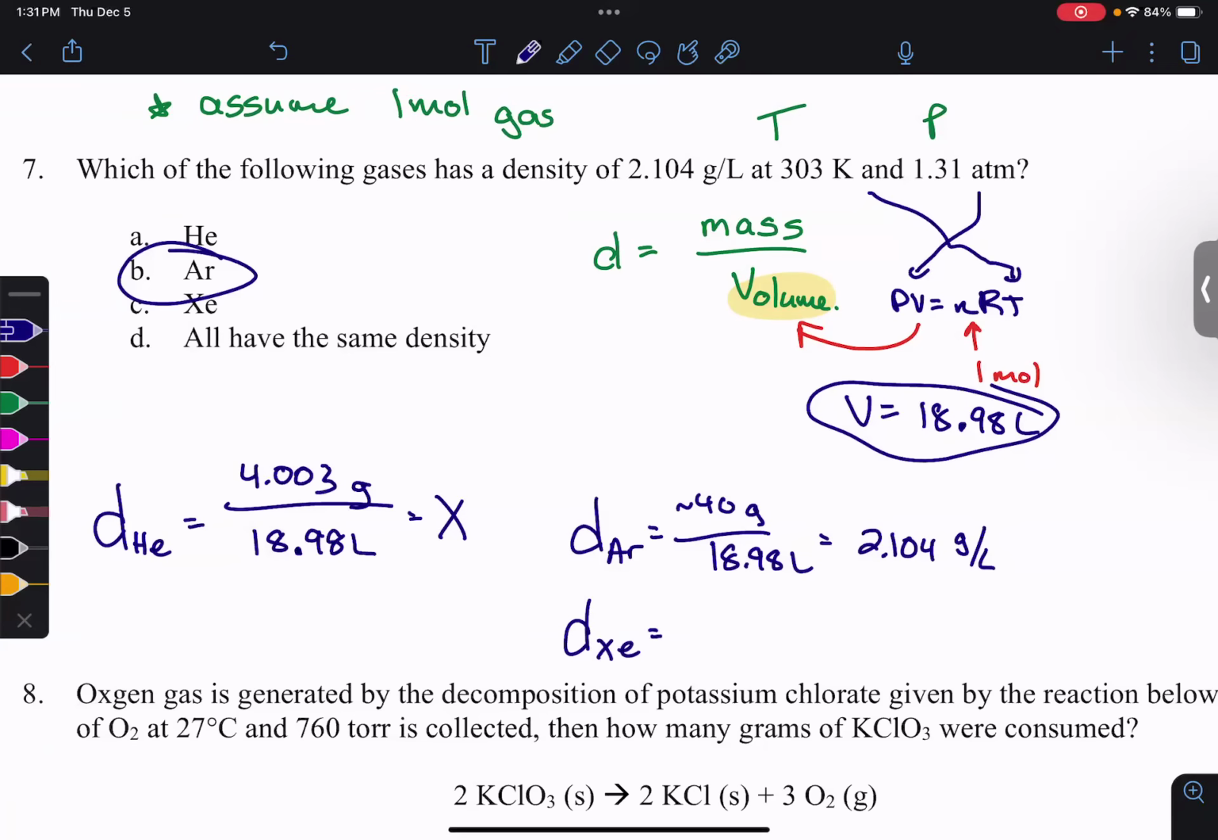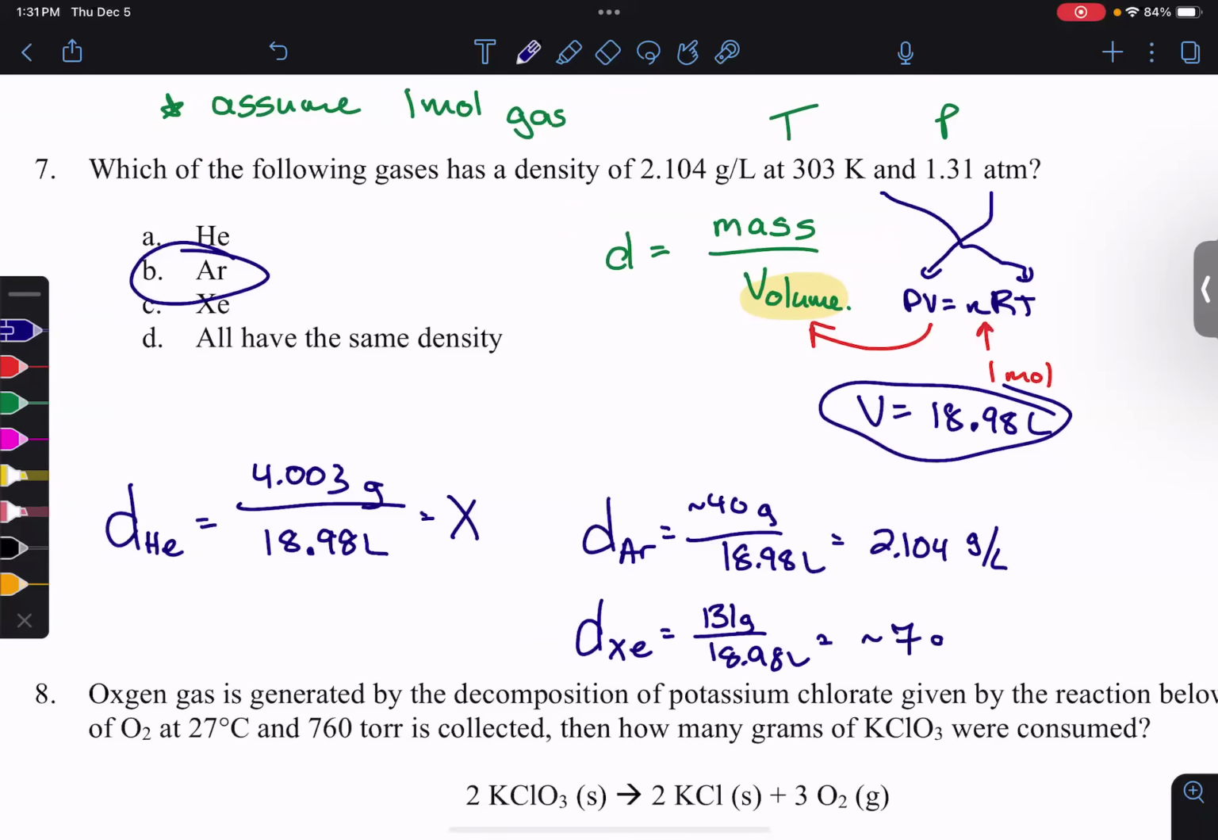Just for completeness, let's calculate the density of xenon as well, at this temperature and pressure. 1 mole of xenon weighs how much? I don't know. It is 131 grams over 1 mole of xenon occupying 18.98 liters. So we see that this number is way too big. This is about 7 grams per liter. So that's way too dense. All right, so that's our strategy there. I had to calculate 3 different densities to find the right answer here.